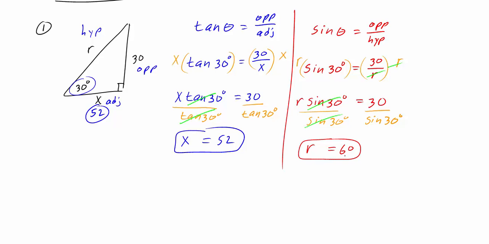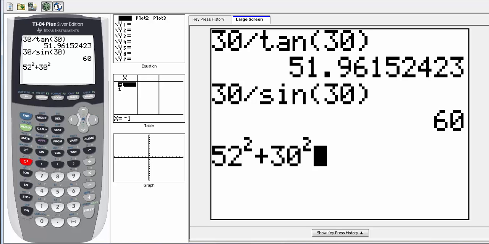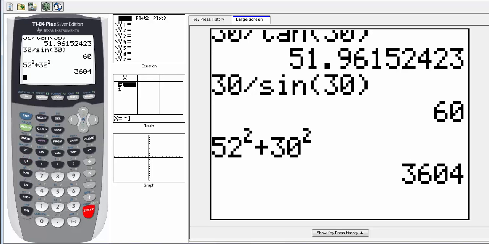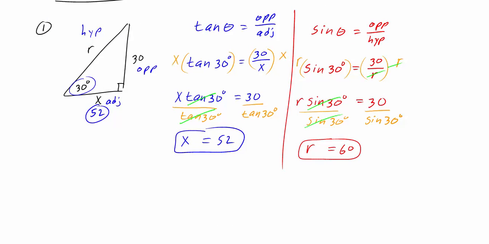So if we take 52 squared plus 30 squared, okay, now is that equal to 60 squared? Okay, so that is fairly close. And again, we're off a little bit because of the 52. Remember here, the 52, I rounded this decimal. If I'd have carried this out further, this would have come out a little bit closer. So therefore, we have solved for x and r.